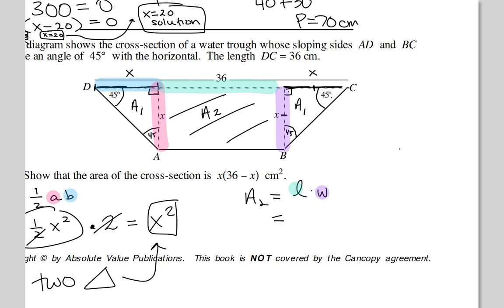X, right? So all we need to do is find out what L is. Anybody want to hazard a guess what L is? The whole length of the trough is 36, but you're going to remove X twice. So the formula for this would be 36 taking away 2X, because we're going to remove this piece and this piece. So you've removed X twice. So this teal piece is 36 minus 2X.